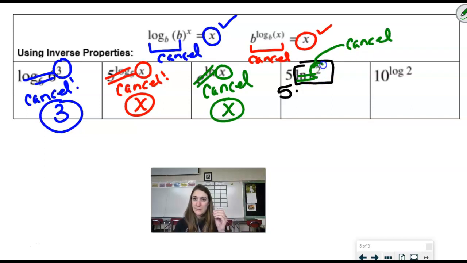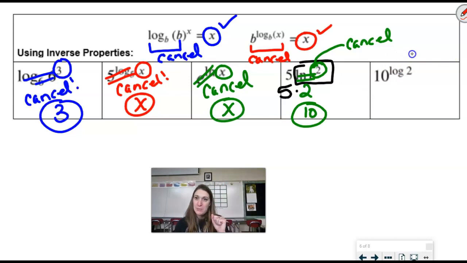Now be careful here. There is still a 2. The 2 is no longer in the exponent, right? It's dropping down. So this problem becomes a 5 times 2. So that's why this problem ends up simplifying to a 10. That one tricks a lot of kids because they think it's 5 squared. It's 5 times 2. The 2 drops down.